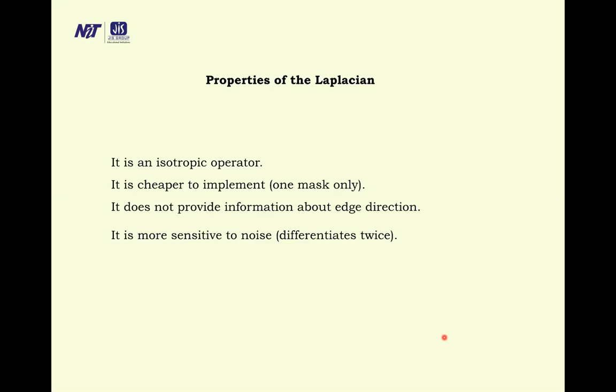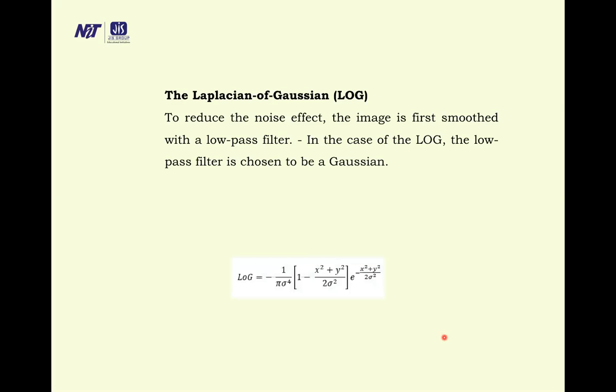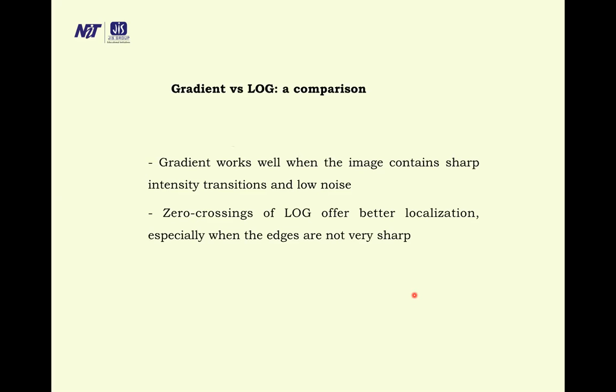Properties of the Laplacian: it is an isotropic operator. It does not provide information about edge direction. It is more sensitive to noise. Laplacian of Gaussian: this is the equation of the Laplacian of Gaussian, which is nothing but the second derivative. This depends on the standard deviation, provides smoothness, and also preserves edges.